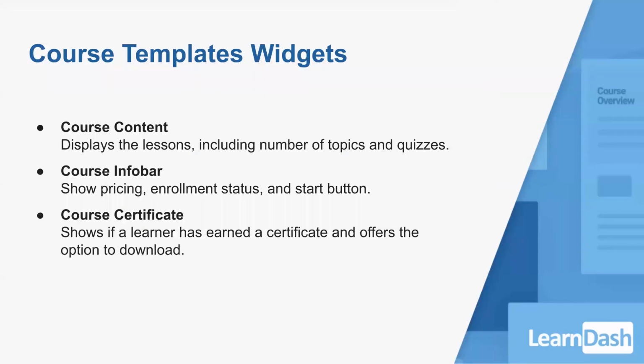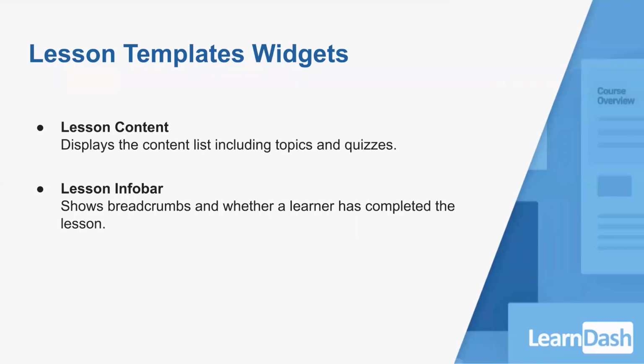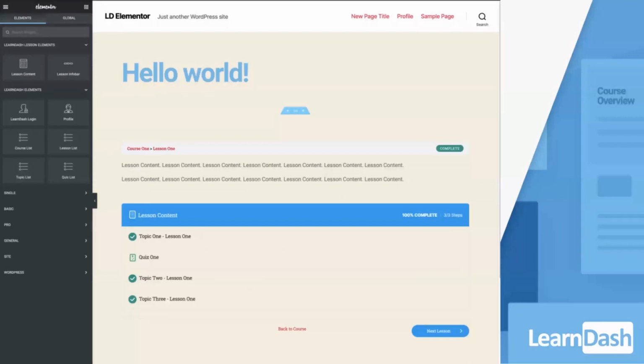So let's go back. Next up are the lesson template widgets. This is the lesson content and the lesson info bar. The lesson content is the bottom, and the lesson info bar is the tan bar that says course 1, lesson 1 complete. The lesson content is just the post content, so whatever you would normally write before, and then you can control these things as well. I mean, you can control the color, the spacing, the size.